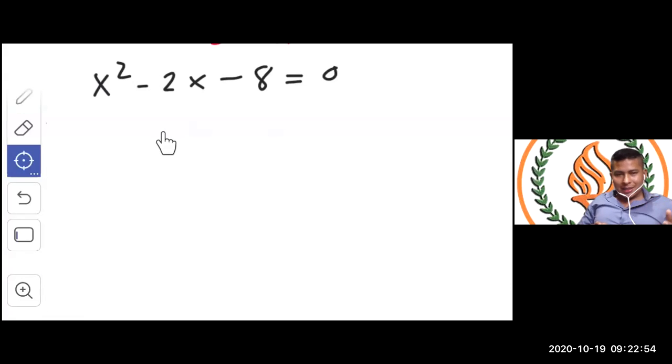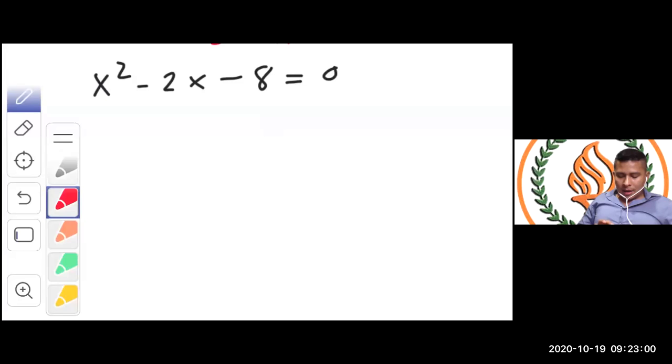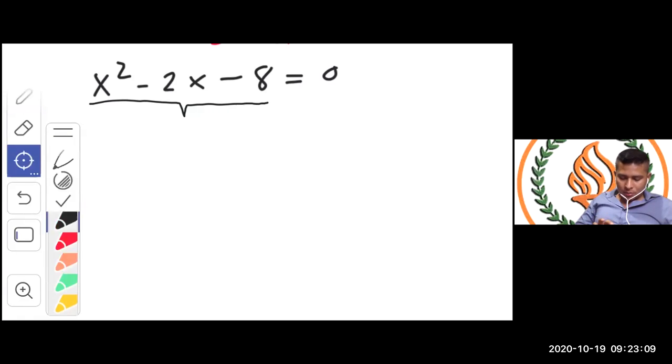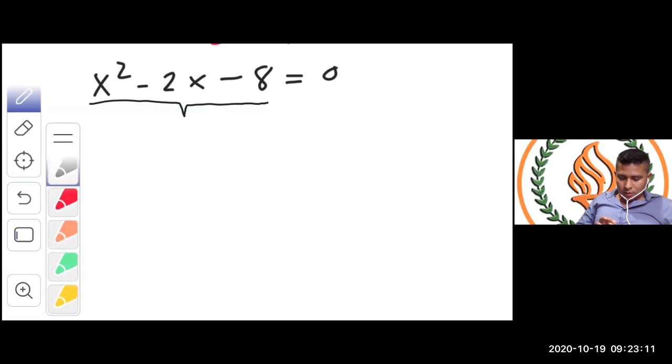Okay, let us focus on the second example. We need to find a value for x that is gonna make this trinomial equation true. Okay, how do we do that, guys? I'm going to take this and factor it using any of the methods that we know. Which method can we use in this case? Gabriel told me, use the big X method.